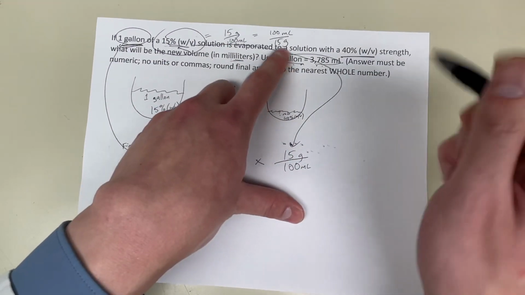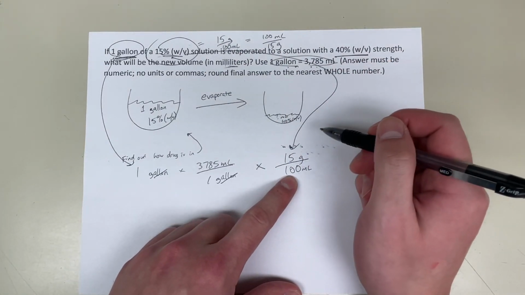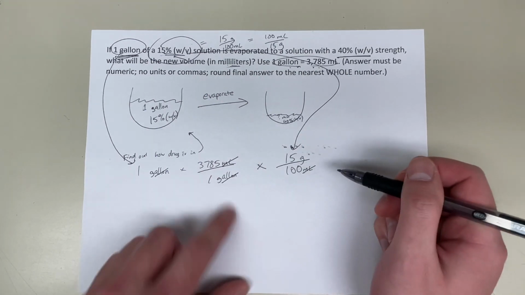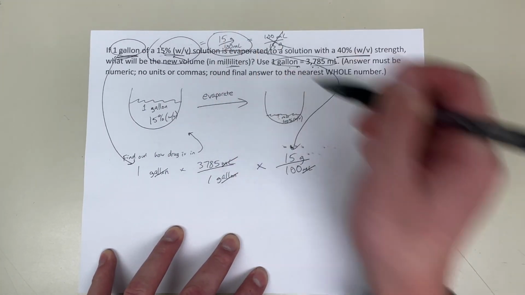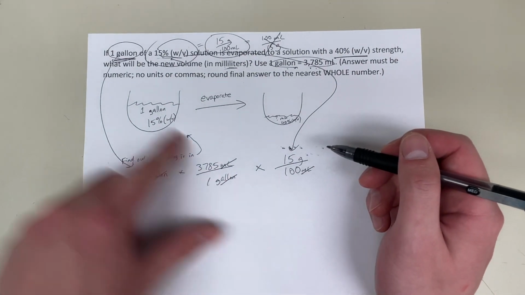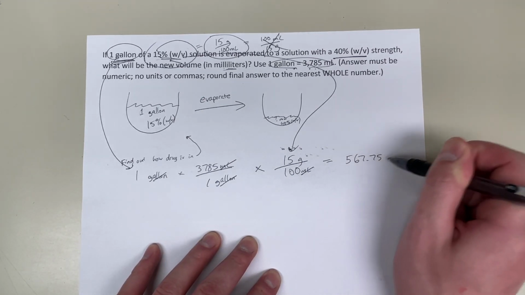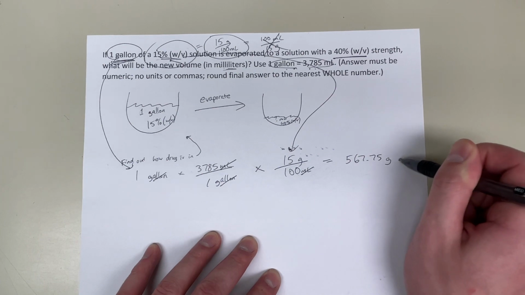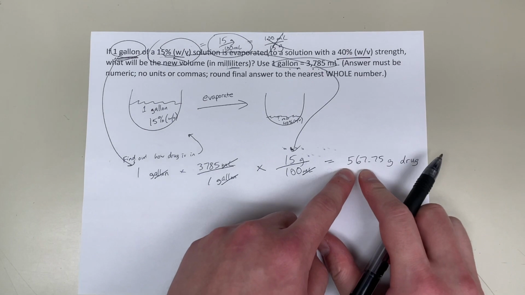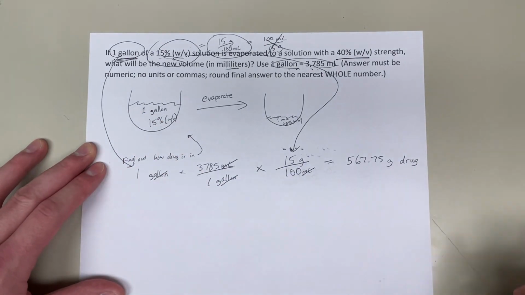The reason why I know to use this one instead of this one is because I want the units to cancel out. See, I want the milliliters here in the denominator to cancel out the milliliters here in the numerator. That's why I'm not using this one. I'm going to use this one. So the amount of drug in this solution here is equal to 567.75 grams. Right? So there's 567.75 grams in this initial starting solution that has 1 gallon, 15%.